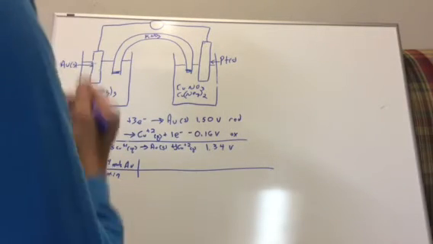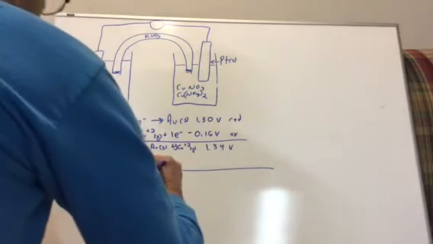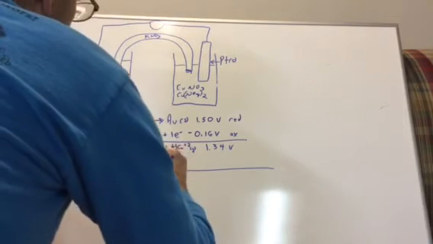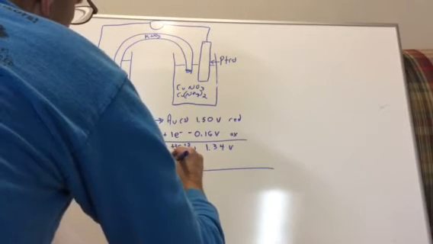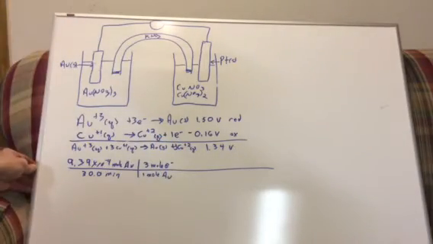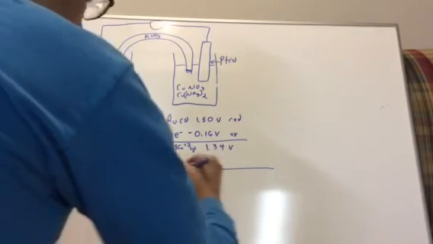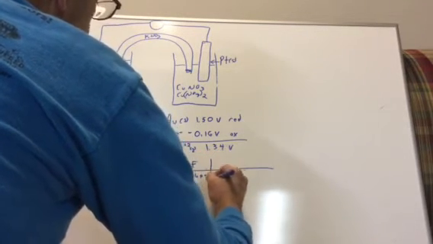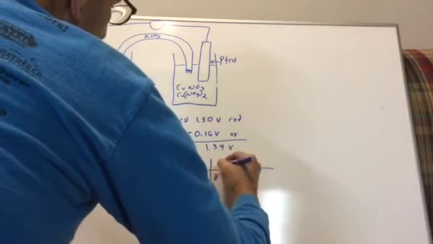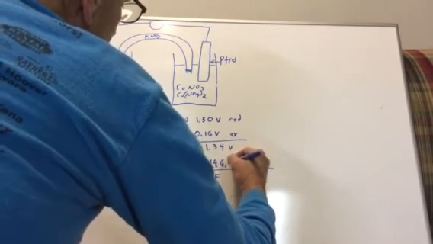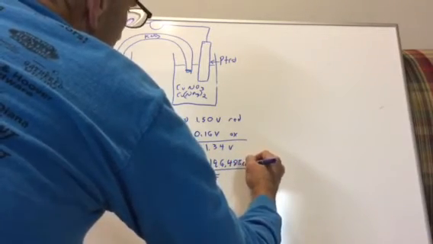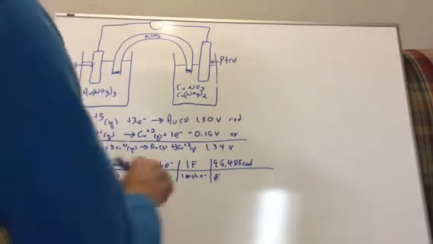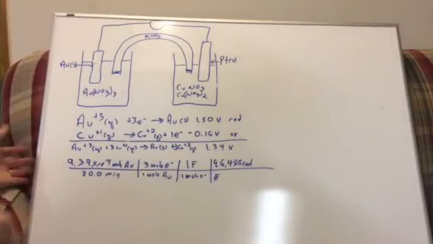Okay, so how do we get current? Well, this is where we have to look at Faraday's law. 1 mole of gold needs 3 moles of electrons. Now, 1 mole of electrons is 1 Faraday, and 1 Faraday is 96,485 coulombs. Now, you might be able to leave this step out and say 1 mole of electrons is 96,485 coulombs.